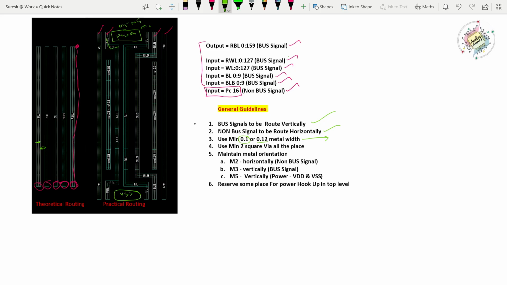Okay, but in case it is possible to route as a theoretical routing, you can follow the same way of routing, but practically it is not possible. Then again, wherever we are interconnecting two metals, always use minimum 2 square vias. 1 square via is not allowed in the memory layout.